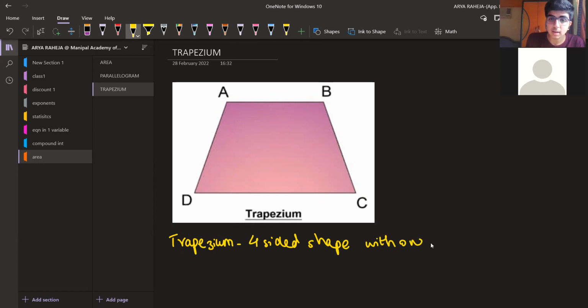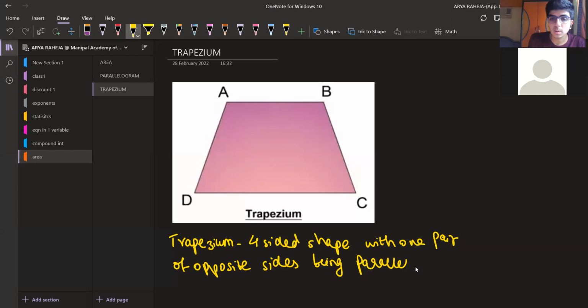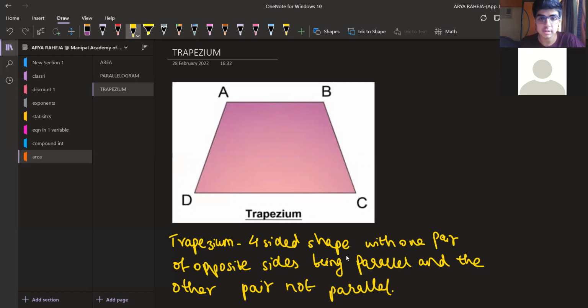with one pair of opposite sides, one pair of opposite sides being parallel, and the other pair not parallel. Okay. So a trapezium is a four-sided shape with one pair of opposite sides being parallel and the other not being parallel. Opposite means like this or like this.